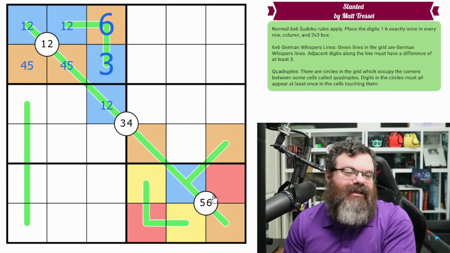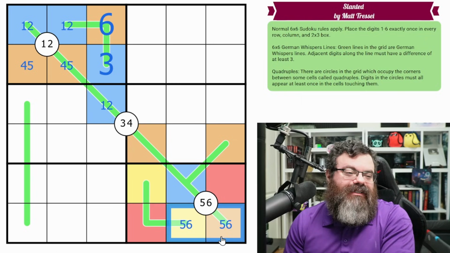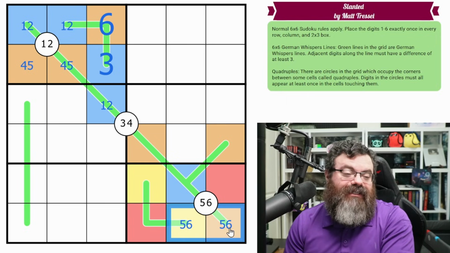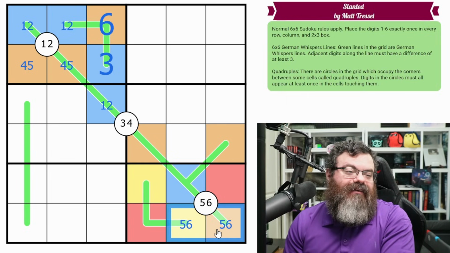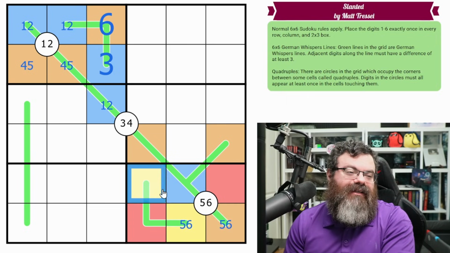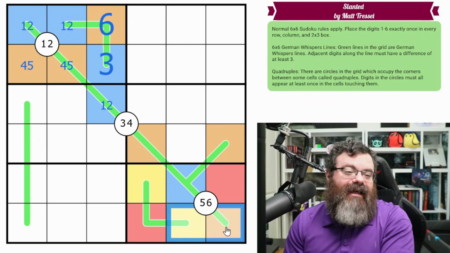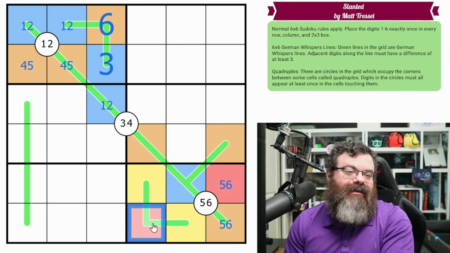So there's two cases. If yellow's high, the 5-6 goes here, and then this is our 4. If red is high, then the 5-6 is here, and this is our 4.